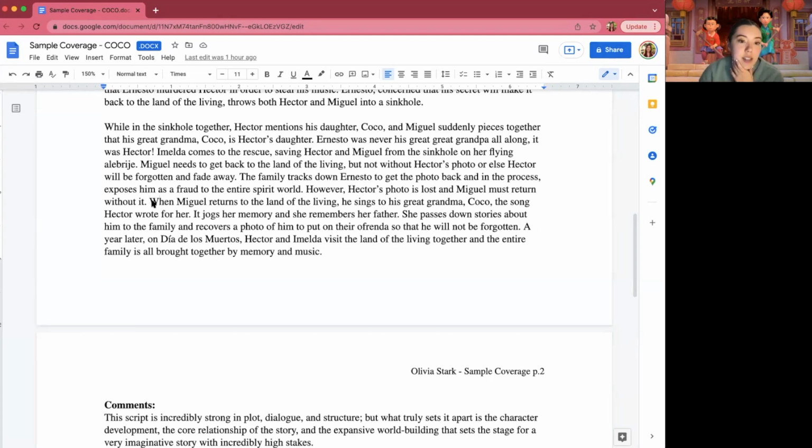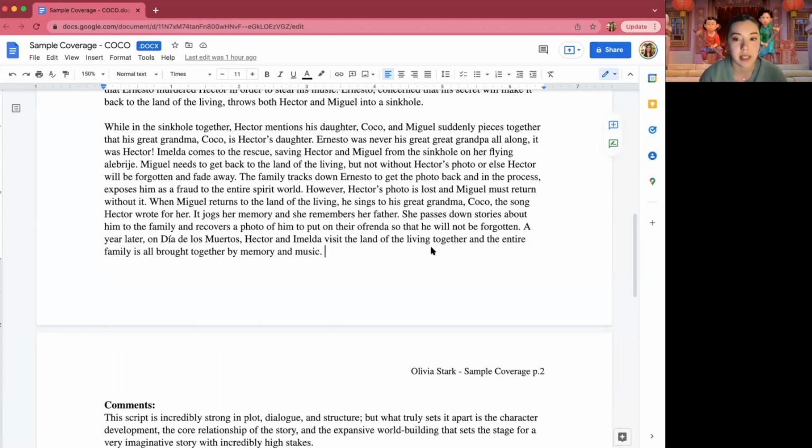So then this is the resolution bit. When Miguel returns to the land of the living, he sings to his great-grandma Coco the song Hector wrote for her. It jogs her memory and she remembers her father. She passes down stories about him to the family and recovers a photo of him to put on their ofrenda so that he will not be forgotten. A year later, on Dia de los Muertos, Hector and Imelda visit the land of the living together, and the entire family is brought together by memory and music.